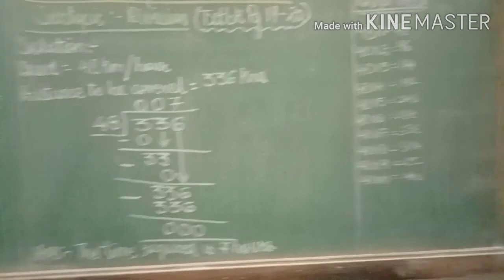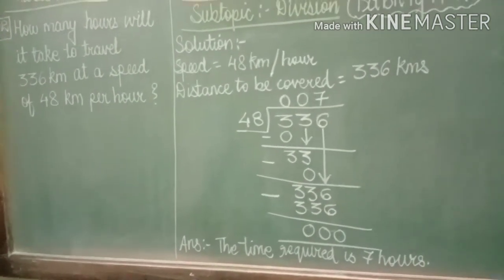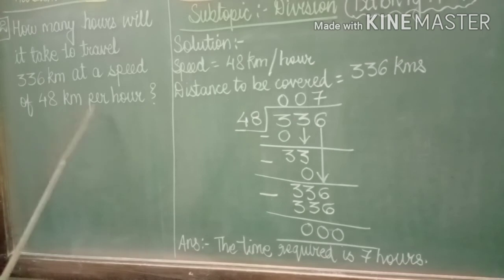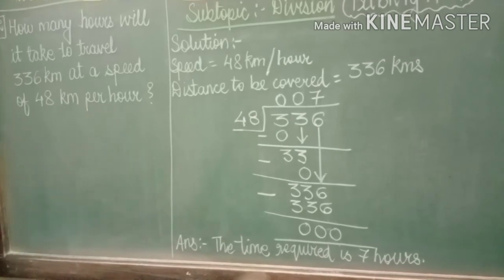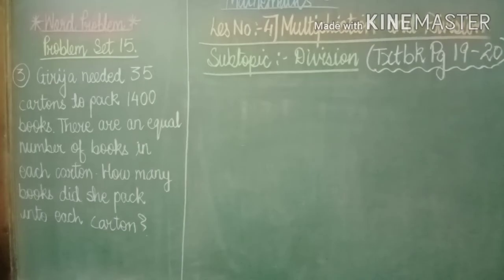What have they asked us? They have asked us to find how many hours it will take to travel 336 km at a speed of 48 km per hour. And what is the final answer? It takes 7 hours. Now let's see the third word problem.